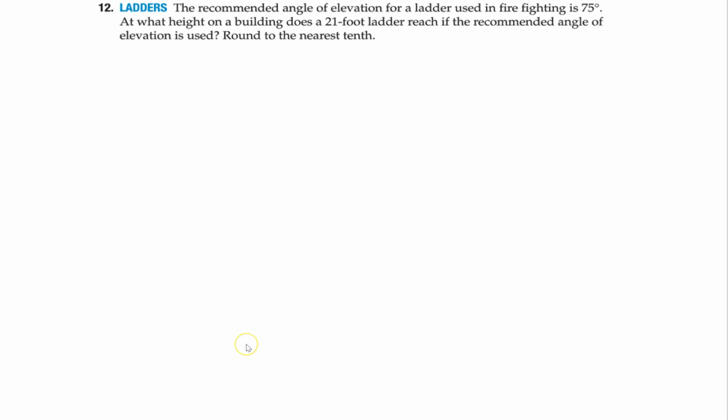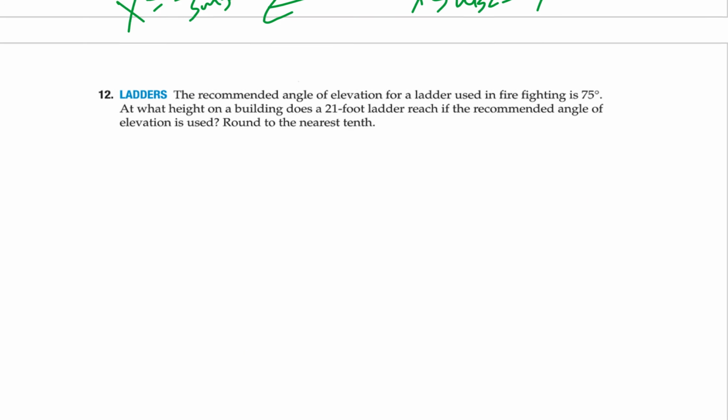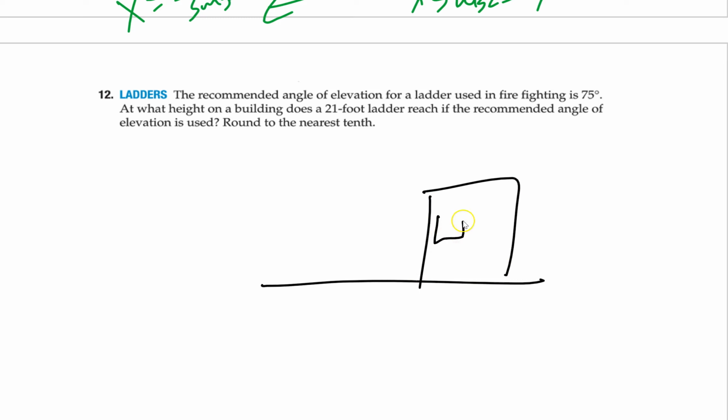Last one. The recommended angle of elevation for a ladder used by a firefighter is 75 degrees. At what height of the building does a 21-foot ladder reach if the recommended angle of elevation is used? Round to the nearest tenth. So let's draw a little picture here. My building. And it's on fire. And then our fireman is coming to put up a fire ladder. Here's my fire ladder.